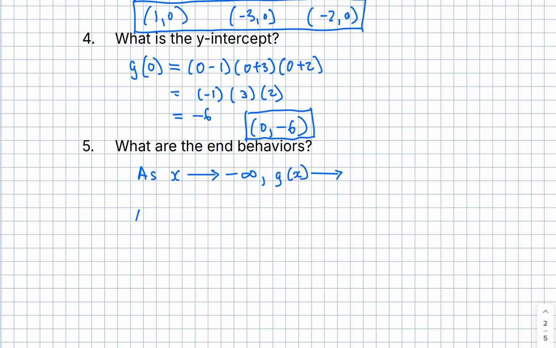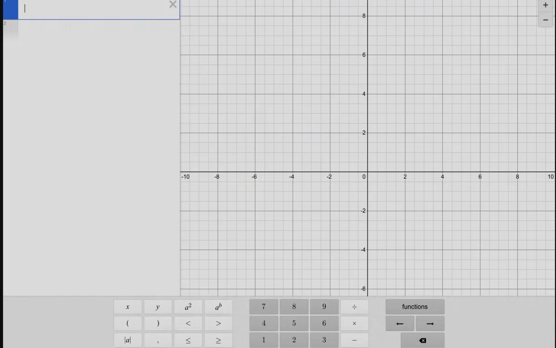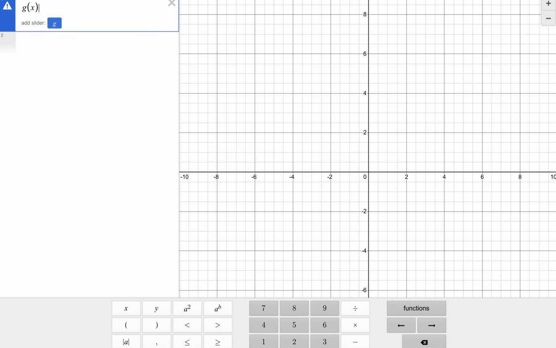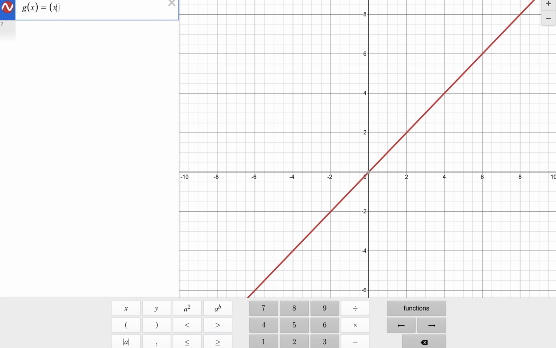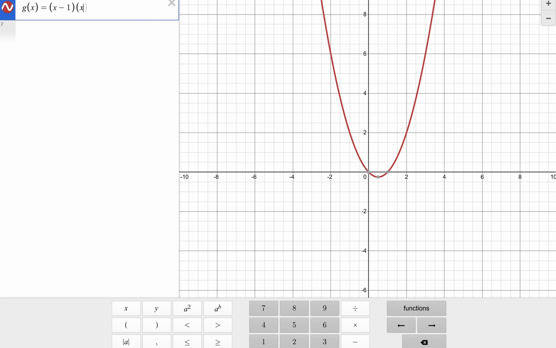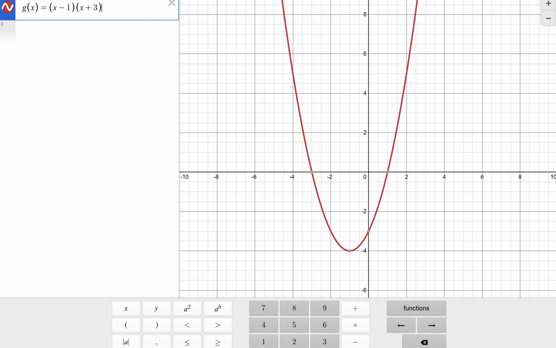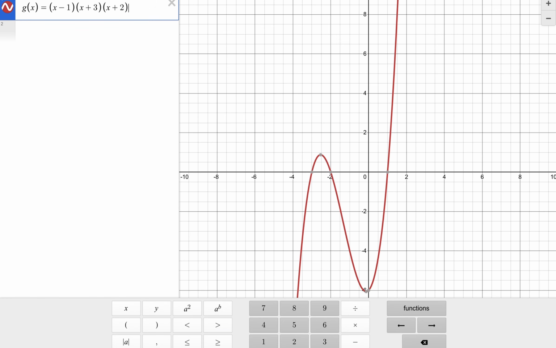Okay, and then the second piece is as x approaches positive infinity, what does the function do? Okay, all right, so let's go ahead and graph it. We have g of x is equal to x minus 1 times x plus 3, and x plus 2, okay?